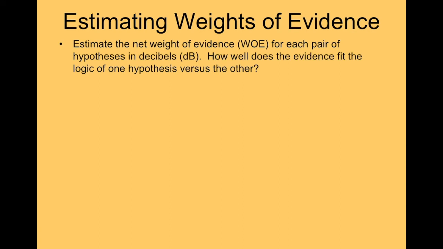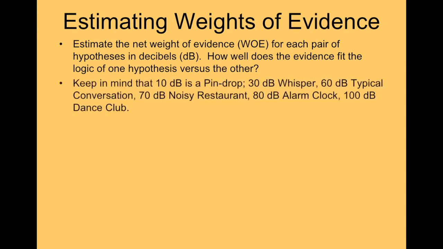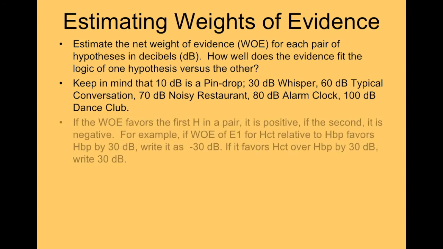Okay? So we want to estimate the relative weight of the evidence for each pair of hypotheses, right? And ask, if this hypothesis was true, how likely is that evidence relative to how likely is that evidence if this other hypothesis is true, right? So keep in mind this decibel scale. 10 decibels is a pin drop, 30 is a whisper, 60 is a conversation, 70 is a noisy restaurant, and so on, right? So I'm going to give you pairs of hypotheses.